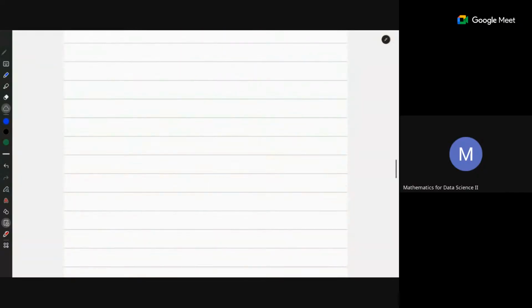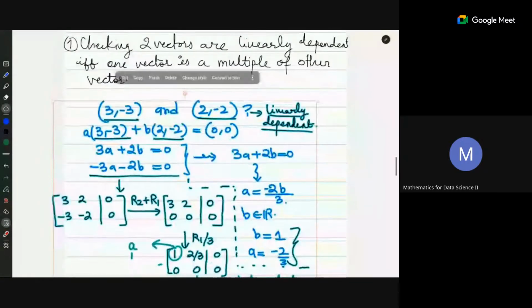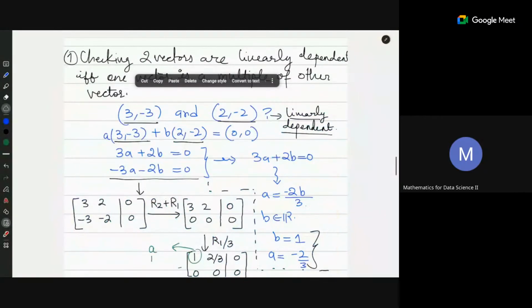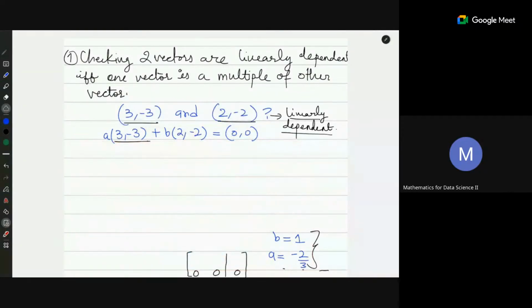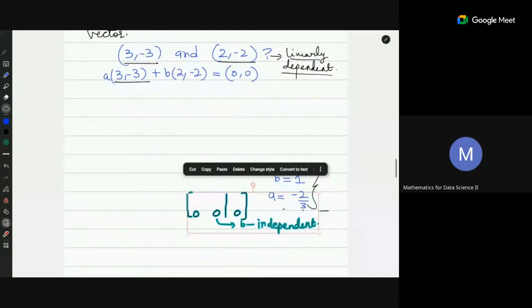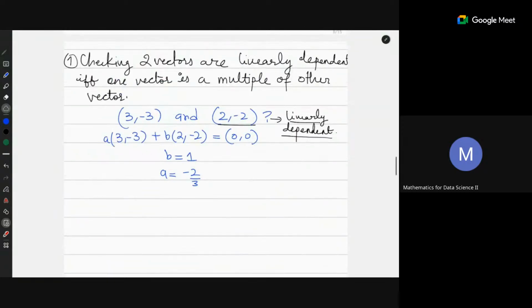Right. So now let's look at this example. Let me remove all these things because we have already seen them. We already know the solution. All right, so we know they are linearly dependent.